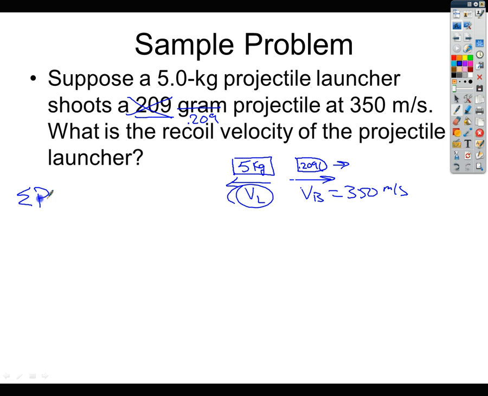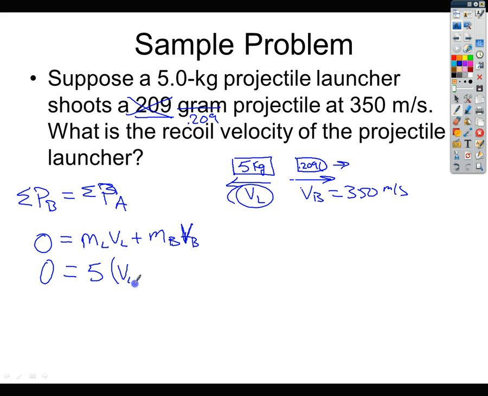We know the sum of the momentum before should be equal to the sum of the momentum after, because this is an enclosed system. The sum of the momentum before is 0 because nothing is moving, and after we would say we have the mass of the launcher times the velocity of the launcher plus the mass of the bullet times the velocity of the bullet itself. The mass of the launcher we know is 5. We don't know what the velocity of the launcher is. That's what we're trying to find. But the mass of the bullet is 0.209, and the velocity of the bullet is 350.